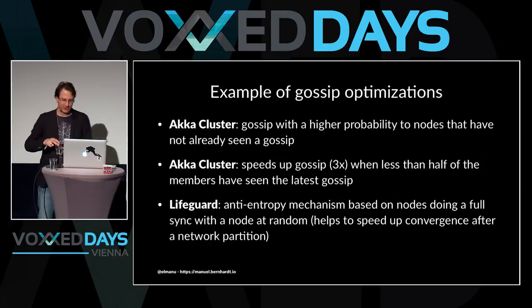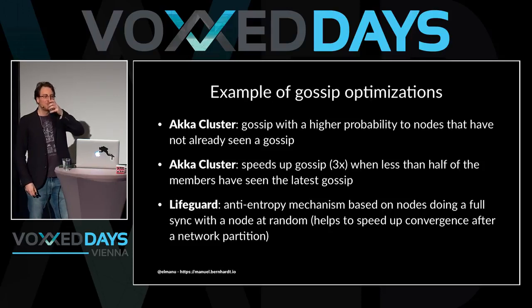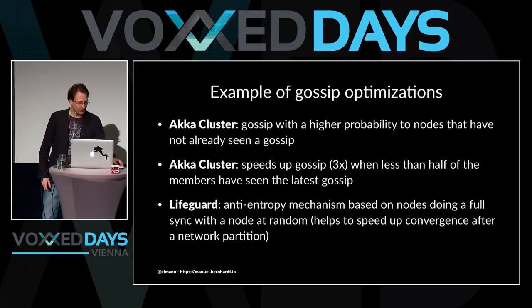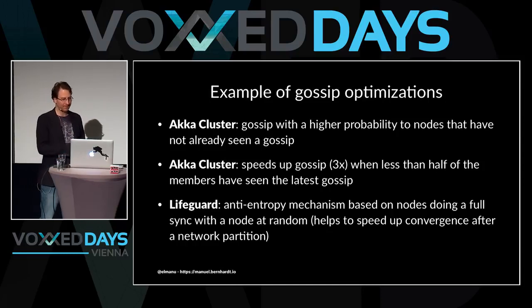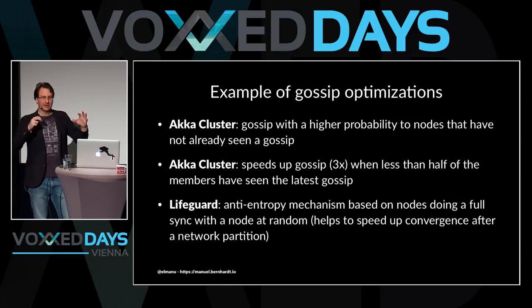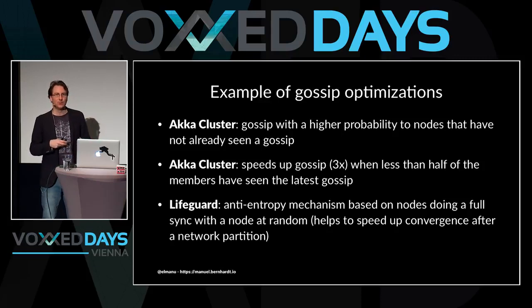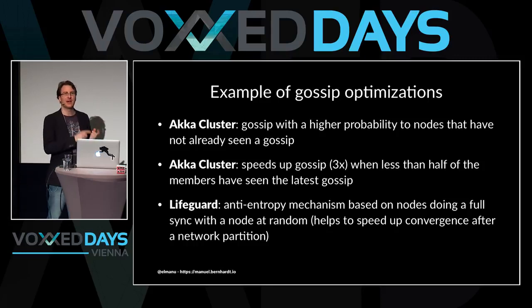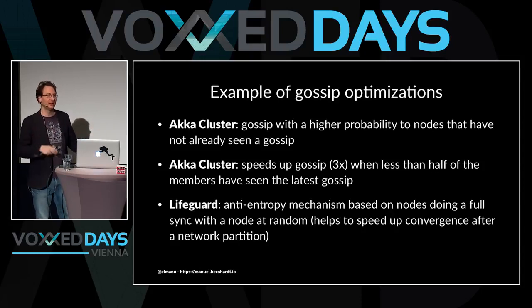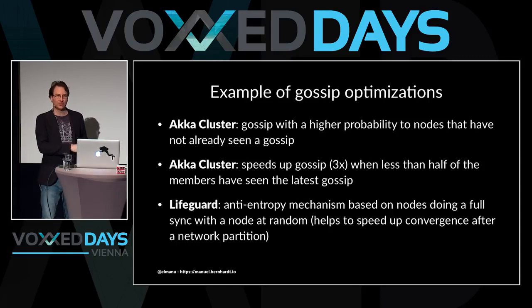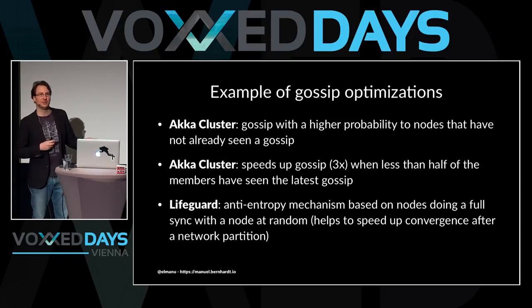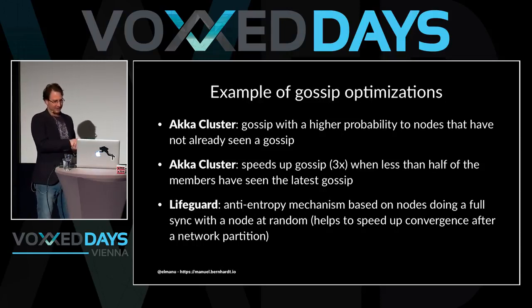There are a few ways in which gossip can be optimized. Akka Cluster, for example, maintains in the gossip message a list of who has seen this gossip at a certain version. With this information, they can gossip with a higher probability to nodes that have not yet seen that gossip message, and that way they spread things faster. They gossip with an 80% probability to nodes that may not have seen the latest version. With larger clusters, above 400 nodes, you want to reduce that probability because it starts to get a bit messy. But that is one optimization there.